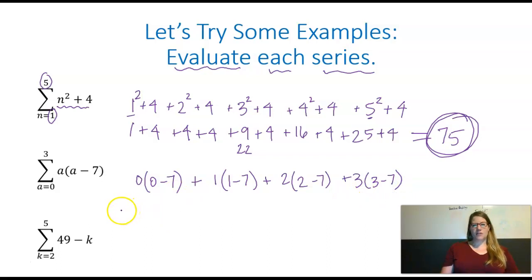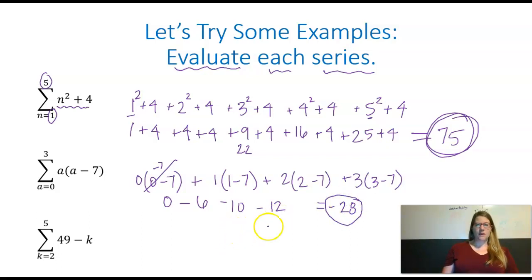So now I just evaluate each of these. Remember, I need to think about order of operations. So I'm going to go inside my parentheses first and multiply it by the number out front. So 0 minus 7 is just negative 7, and negative 7 times 0 is 0. So that term just goes to 0. 1 minus 7 is negative 6, and negative 6 times 1 is negative 6. 2 minus 7 is negative 5, and negative 5 times 2 is negative 10. And 3 minus 7 is negative 4, and negative 4 times 3 is negative 12. So negative 6 minus 10 more is negative 16, and negative 16 minus 12 equals negative 28.